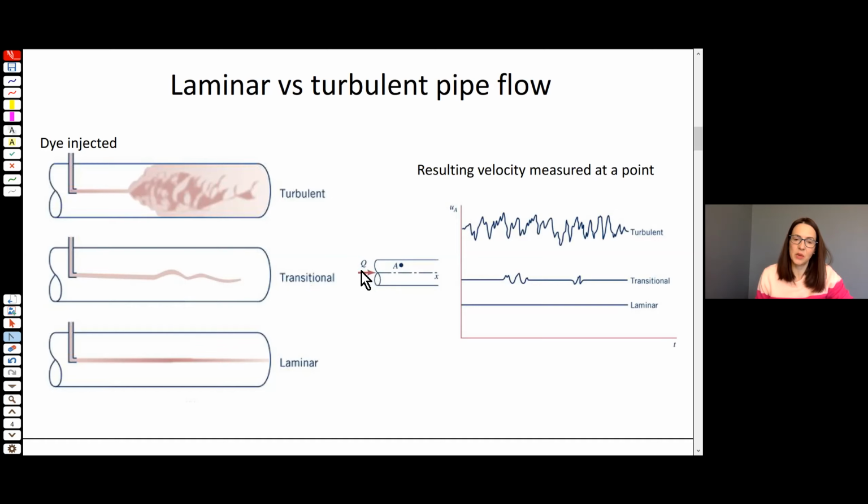So coming over to the right side here, we get the same pipe with the same flow rate through the pipe Q. If we take data at one point A, if we record the axial velocity versus time, like we've got over here on these axes, for laminar flow, you're going to see just a nice constant value for the axial velocity at point A. If you increase the flow rate, and so we're in the transitional regime, you'll see mostly a constant value, but then some hiccups every once in a while. And if you increase the flow rate more so that we're in the turbulent flow regime, you've got this chaotic motion. And that's what your velocity signal looks like.